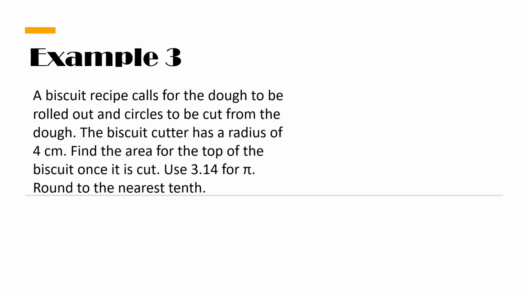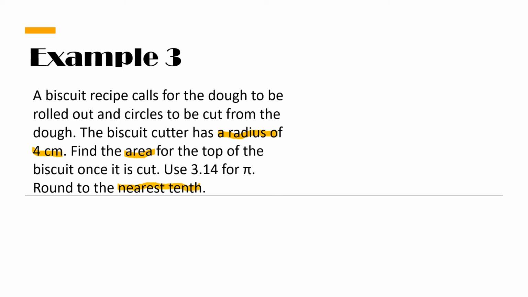All right, so let's apply this to our next example. In this case, we have a biscuit recipe that calls for dough to be rolled out and circles to be cut from the dough. The biscuit cutter has a radius, I'm going to highlight that, of 4 centimeters. Find the area of the top of the biscuit once it is cut. Use 3.14 for pi, but this time we're going to round to the nearest tenth.